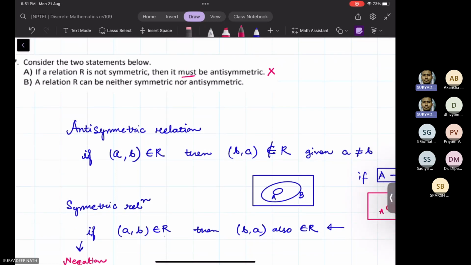Second one: a relation R can be neither symmetric nor antisymmetric. What do you think, whether this is correct or not? A relation can be neither symmetric nor antisymmetric. Can anyone take a guess whether option B is right or not? Whether B is a correct statement or not?